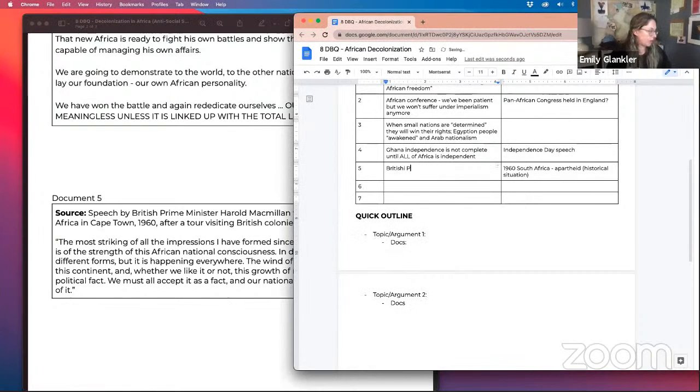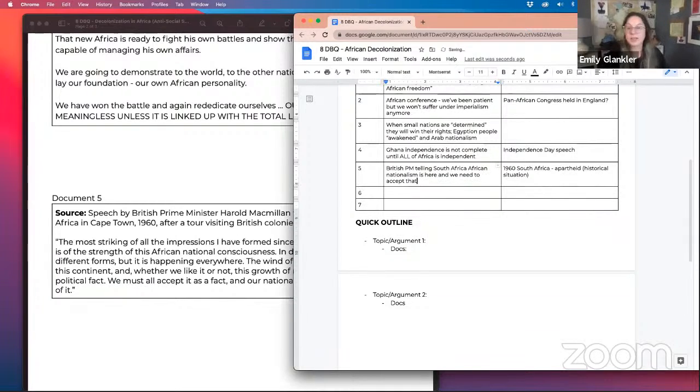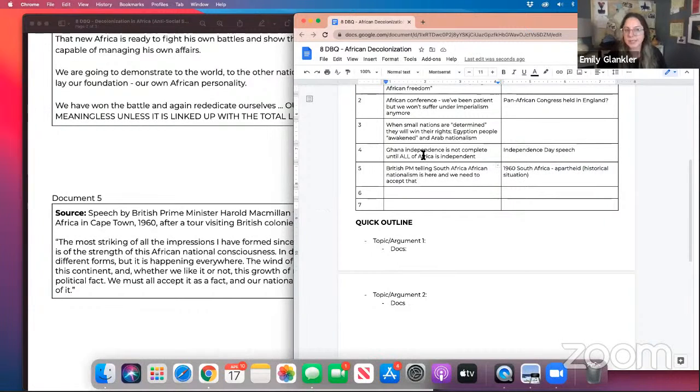So British Prime Minister telling South Africa, African nationalism is here, and we need to accept that. Okay, that's going to be interesting. And that's going to be a really good one to maybe apply to the historical situation of this document. He's speaking to the South African Parliament, which is like an apartheid government, right? Okay.